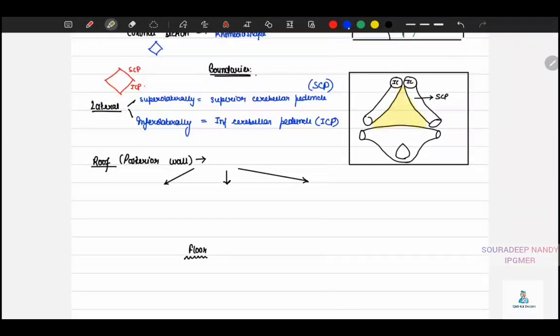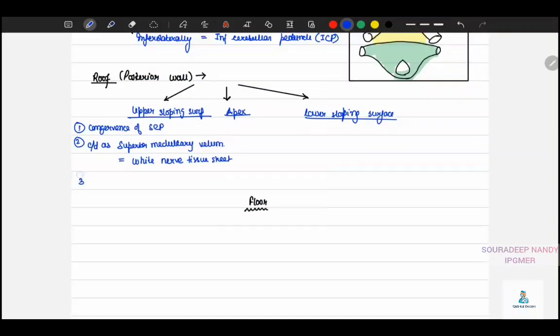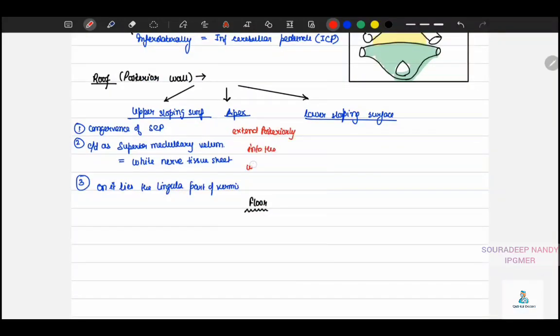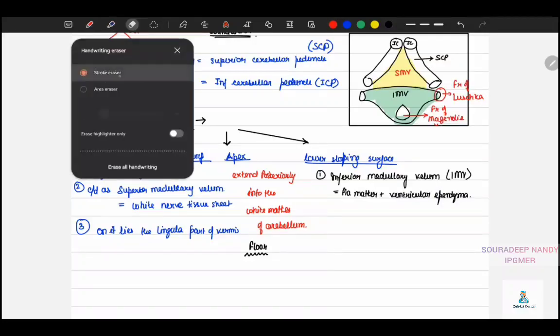Now the roof, or the posterior wall, is formed by the upper sloping surface, apex, and lower sloping surface. The upper sloping surface is formed by the convergence of the superior cerebellar peduncles, which is also known as the superior medullary velum, which is white nervous tissue. On it lies the lingula part of the vermis. The apex extends posteriorly into the white matter of the cerebellum, and the lower sloping surface is formed by the pia mater and the ventricular ependyma. Together it is called the inferior medullary velum.